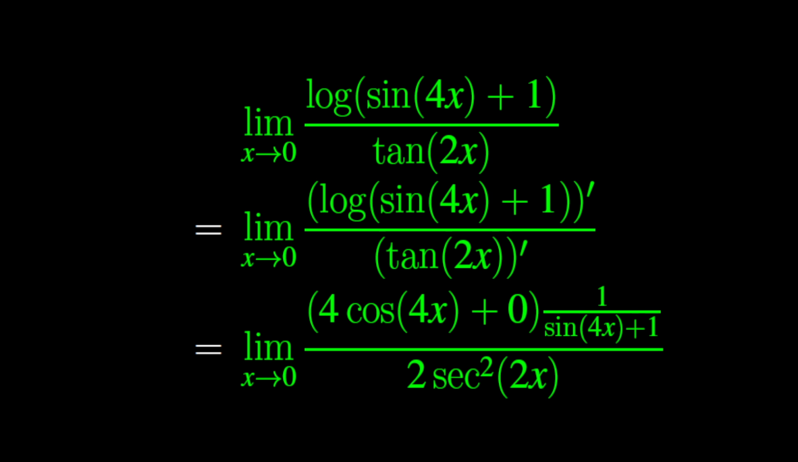Given that the derivative of logarithm of sine of 4x, plus 1 is 4 times cosine of 4x, plus 0 times 1 over sine of 4x, plus 1, and the derivative of tangent of 2x is 2 times secant square of 2x. Using the L'Hospital rule, we see that the limit as x goes to 0 of the function is equal to the limit as x goes to 0 of 4 times cosine of 4x, plus 0 times 1 over sine of 4x, plus 1, over 2 times secant square of 2x.